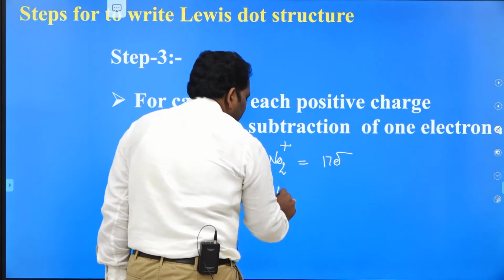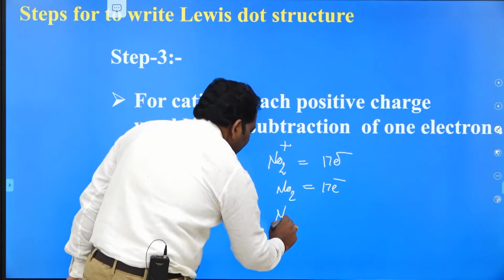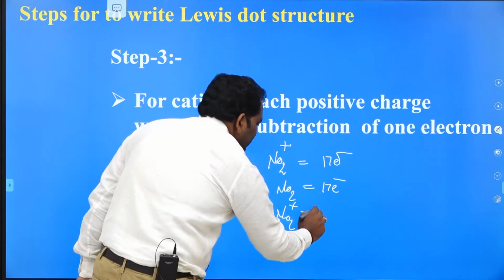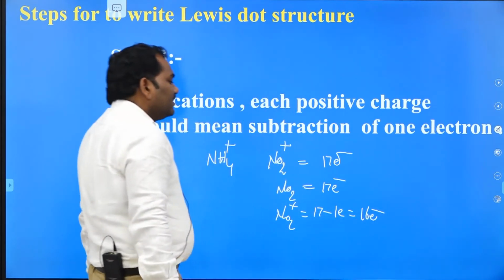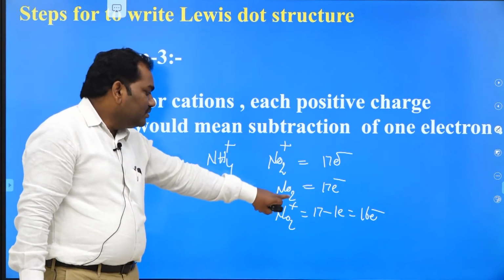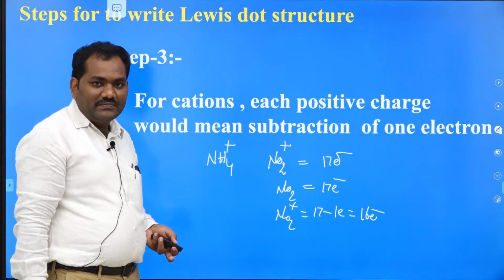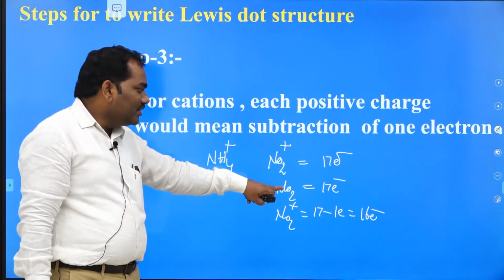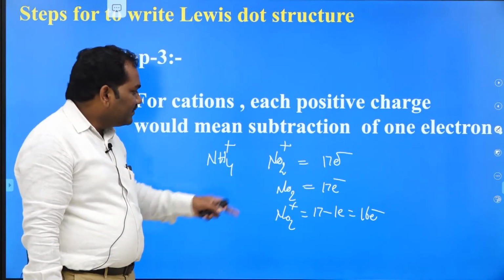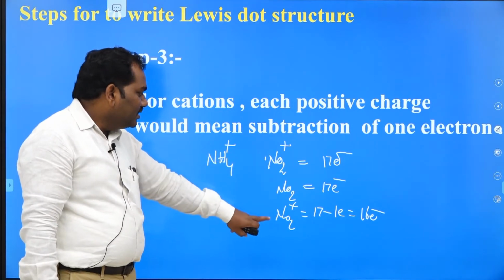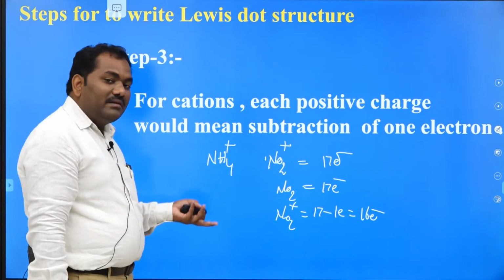NO2, for example, contains 17 electrons. That's why NO2 plus contains 17 minus 1 electron, which is equal to only 16 electrons present in the NO2 plus molecule. In case of NO2 minus, 18 electrons are present. In case of NO2, the total number of electrons is 17. Can you understand the difference between NO2 plus, NO2 and NO2 minus? NO2 minus contains 18 electrons.